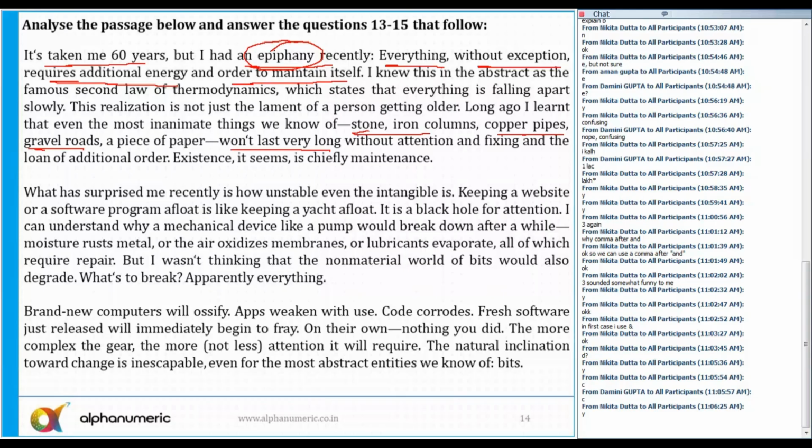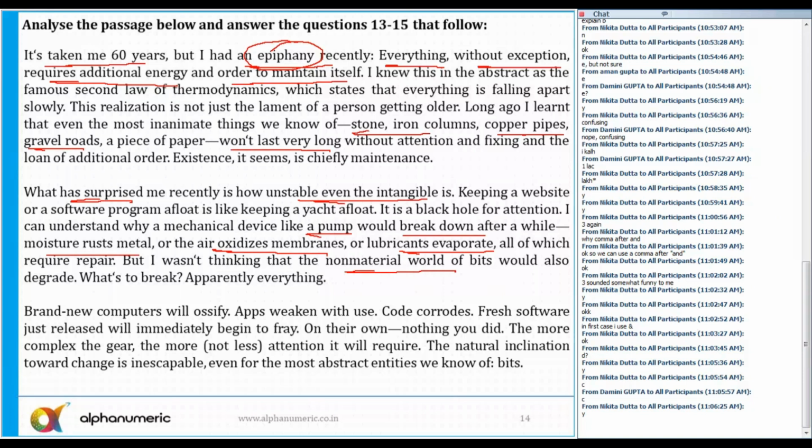But what is surprising is that even intangible things require maintenance. Even they become unstable. If something tangible, like a pump, breaks down, it is understandable. Why? Because we all know that moisture rusts metal, air oxidizes membranes, lubricants evaporate. All these things we know. But how can non-material things degrade?